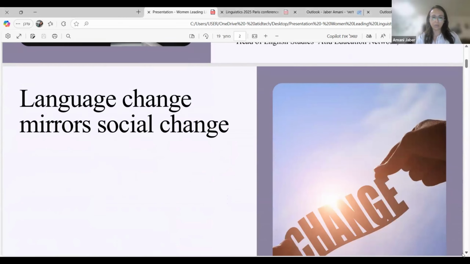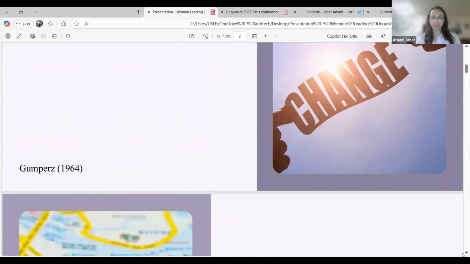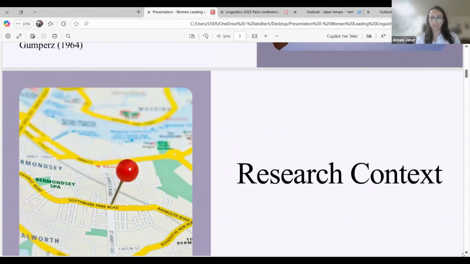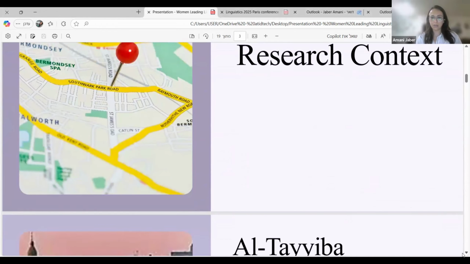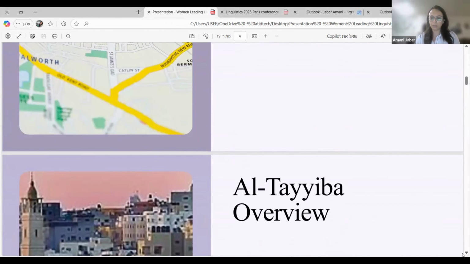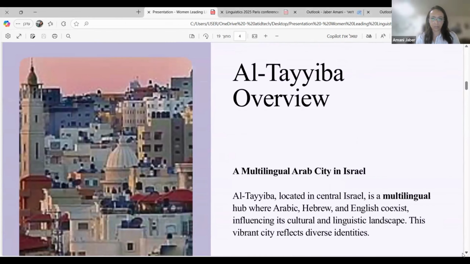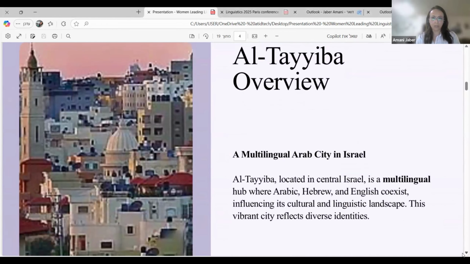I will start with my research that was conducted on my town's citizens, Al Taiba. I live in an Arab town within Israel where the majority are Muslims and the citizens are trilingual. They are multilingual, with an interaction between Arabic, Hebrew, and English, where these three languages coexist, and they became part of the linguistic landscape in the town.